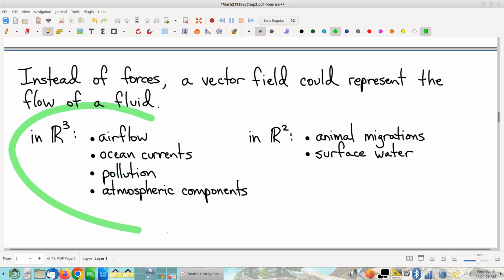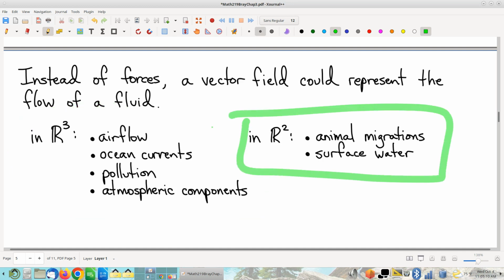So these are kind of maybe a little bit more relatable as vector fields because we live in a three-dimensional world. We're three-dimensional people. We understand three-dimensional things. I'm going to point out, though, you can also see real-world examples in 2 dimensions. So animal migrations is my favorite.